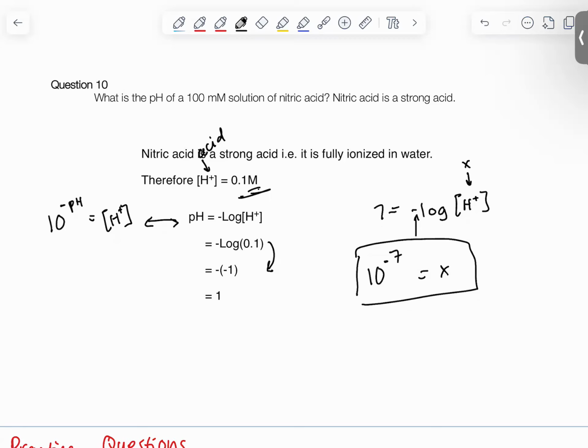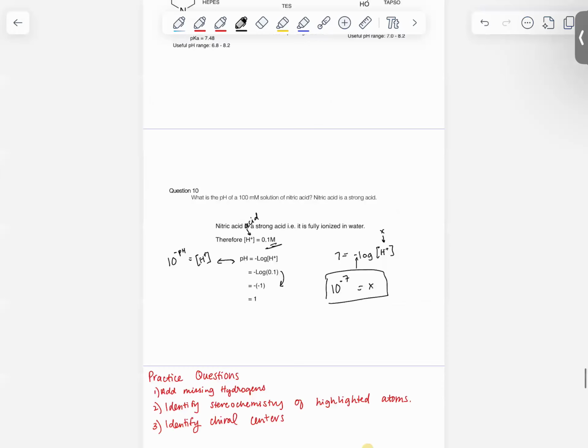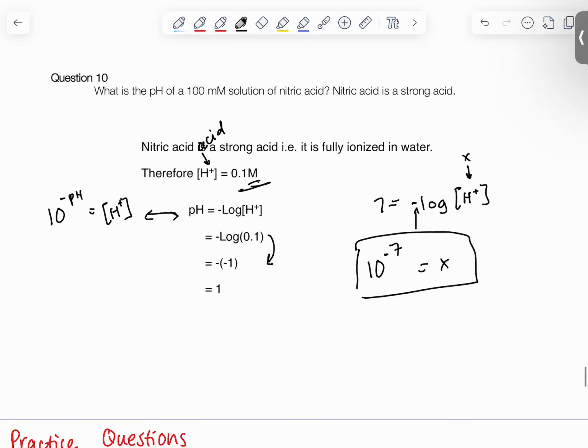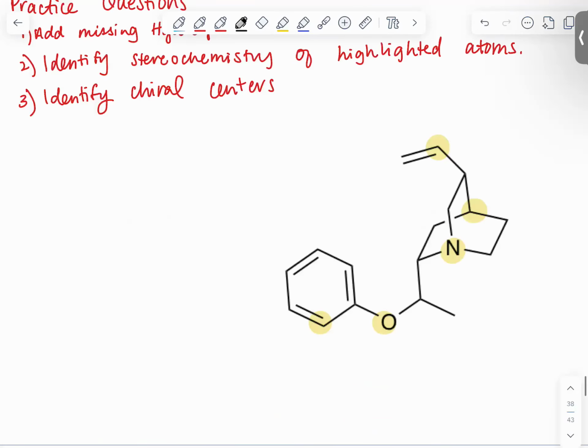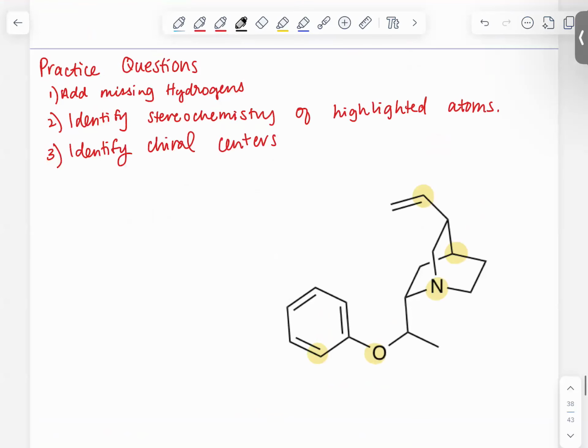I mean, these two equations are the same thing. It's just isolating X on one side versus the other side. So if you're solving for H plus or you're solving for pH, one might be easier to write down first. Can I move to practice questions, or do we have more questions about this? Great. Here's your first practice question.